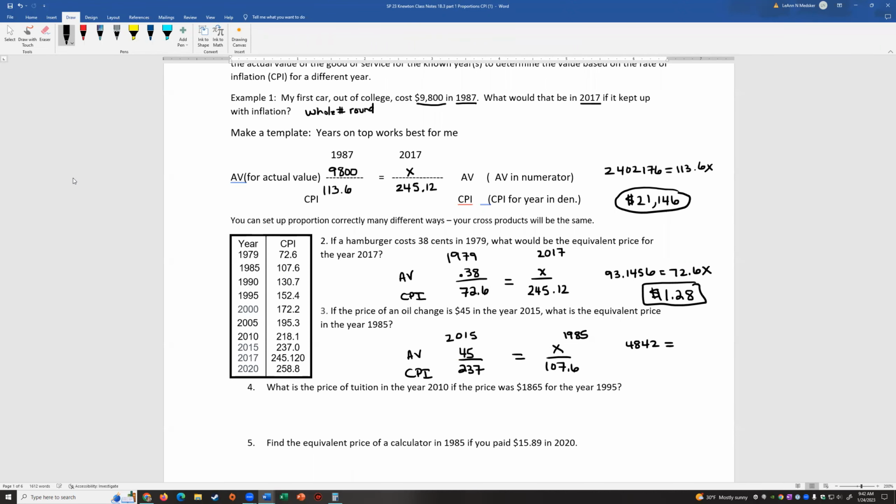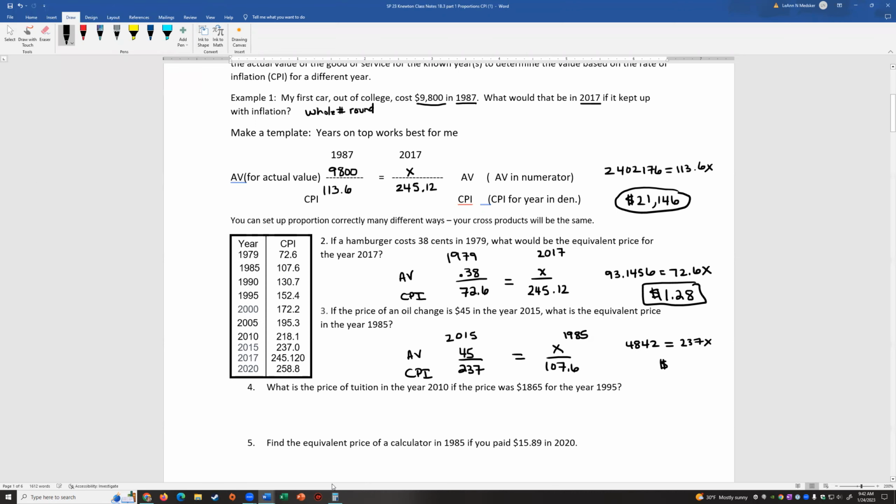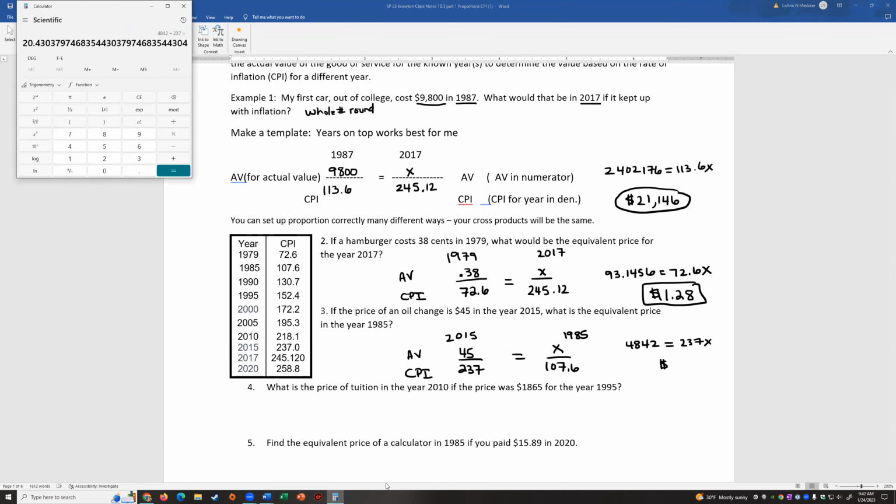That's 4,842 equals 237 times x. We need to divide by the 237 to get x by itself. Since they didn't give rounding rules on some of these, I'm going to go with the general rounding of what the original problem was. So it was rounded to the whole number. Like I said, Newton usually is very specific. So that would just be $20.